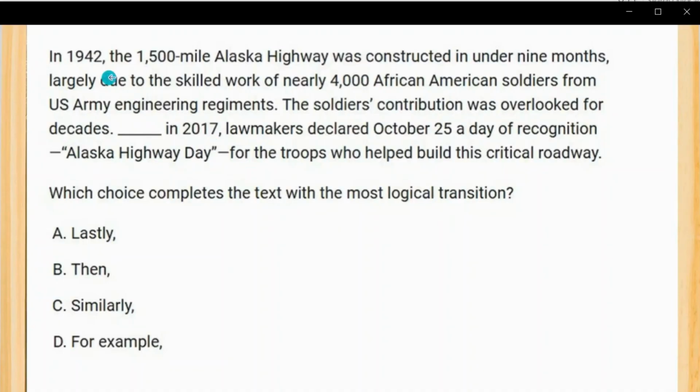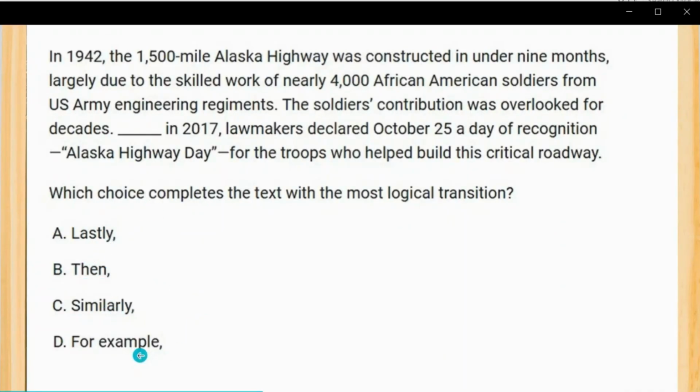In 1942, the 1,500-mile Alaska Highway was constructed in under 9 months, largely due to the skilled work of nearly 4,000 African American soldiers from U.S. Army engineering regiments. Okay, we get that. The soldiers' contribution was overlooked for decades. Dash, in 2017, lawmakers declared October 25 as a day of recognition, Alaska Highway Day, for the troops who helped build this critical roadway. So, there are lots of transitions.